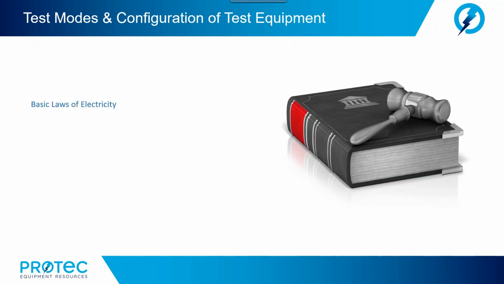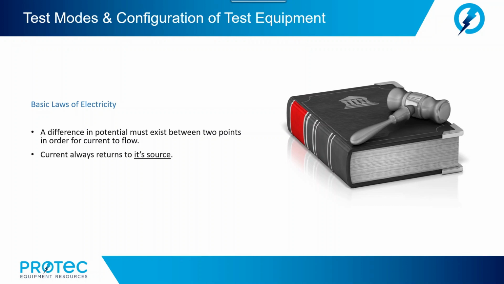Now, a couple of notes. Basic laws of electricity. A difference in potential must exist between 2 points in order for current to flow. Current always returns to its source.